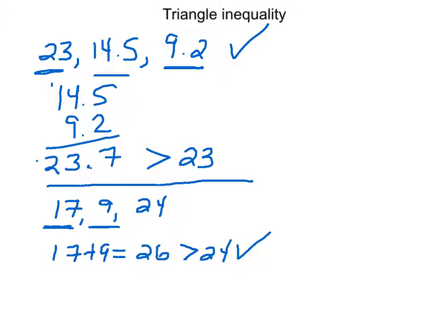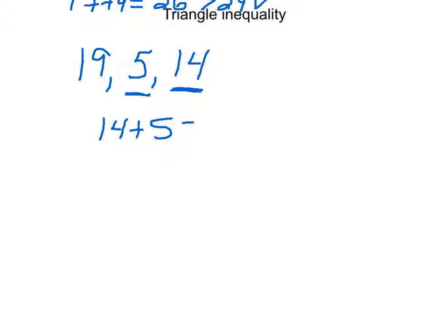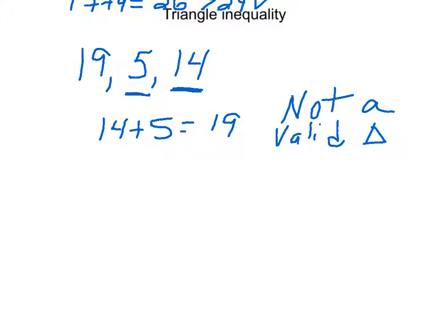Let me scroll up and try another one. Let's say that we have 19 as one side, 5 as another side, and 14 as a third side. Again, we want to look at our two smaller sides and add them together. 14 plus 5 is going to give us 19. 19 is not bigger than 19, so this is not a valid triangle. Definitely not. It has to be bigger, not equal to. So that's how you would answer that.